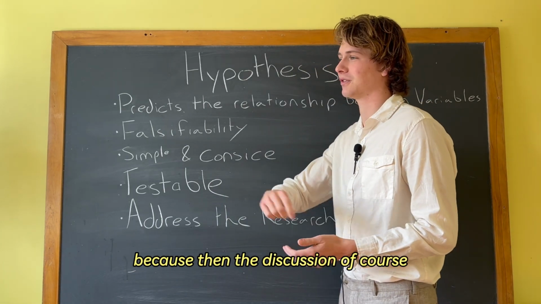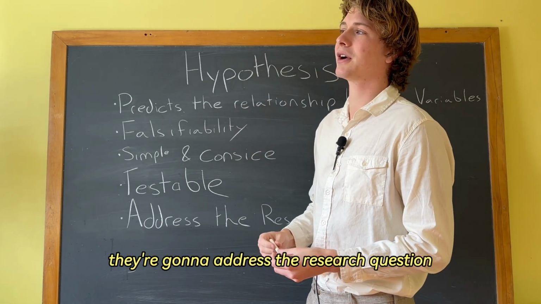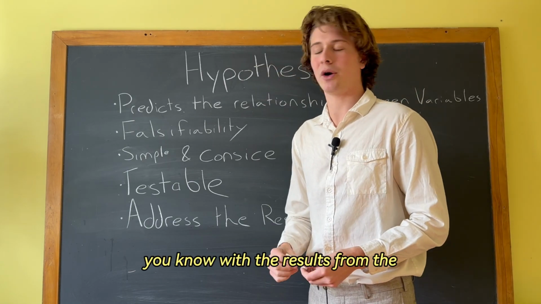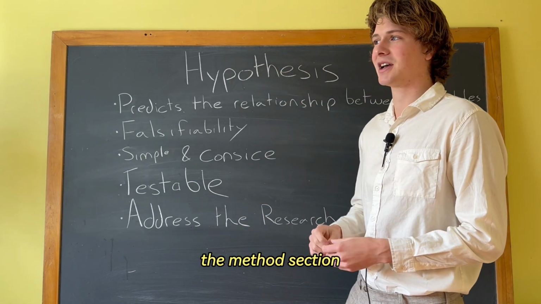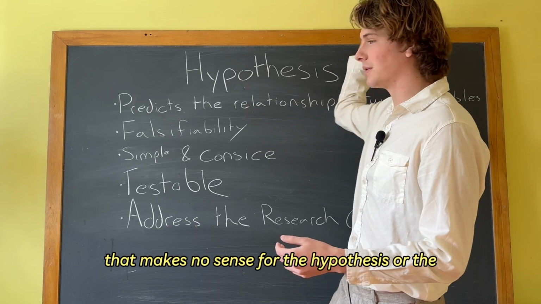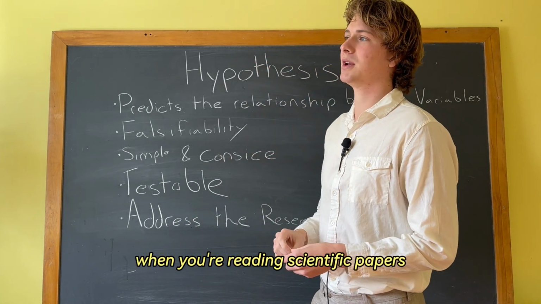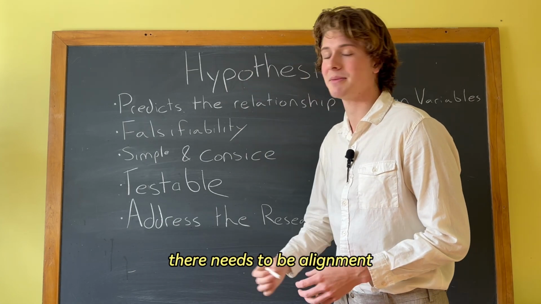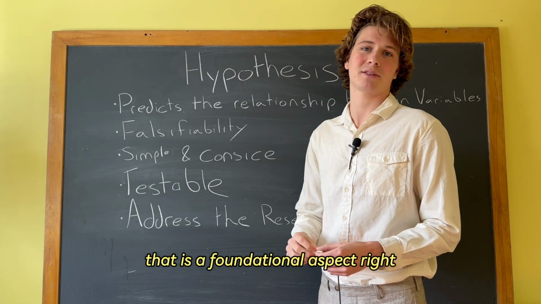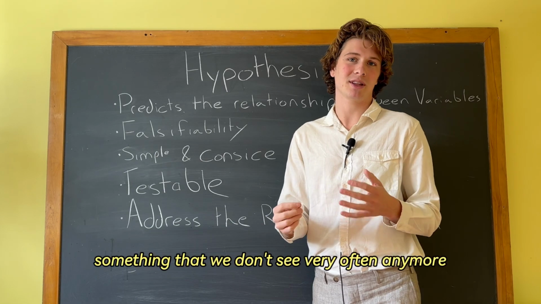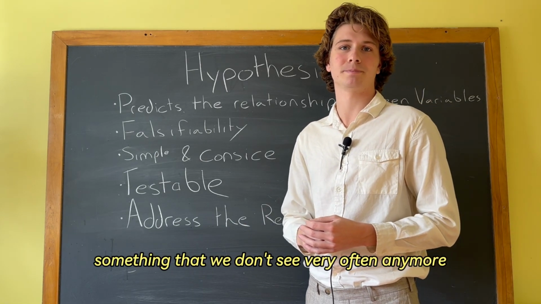Because then the discussion, of course, is going to be all flawed, because they're going to address the research question with the results from the methods section that makes no sense for the hypothesis or the research question at hand, right? So it all needs to align. And when you're reading scientific papers, there needs to be alignment. That is a foundational aspect, right? Alignment in a paper is something that we don't see very often anymore.